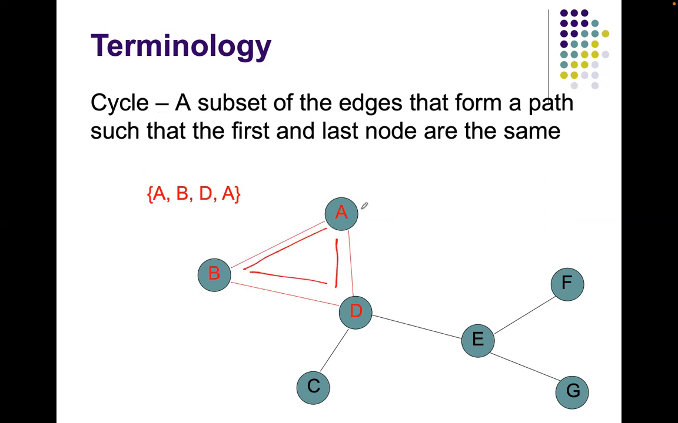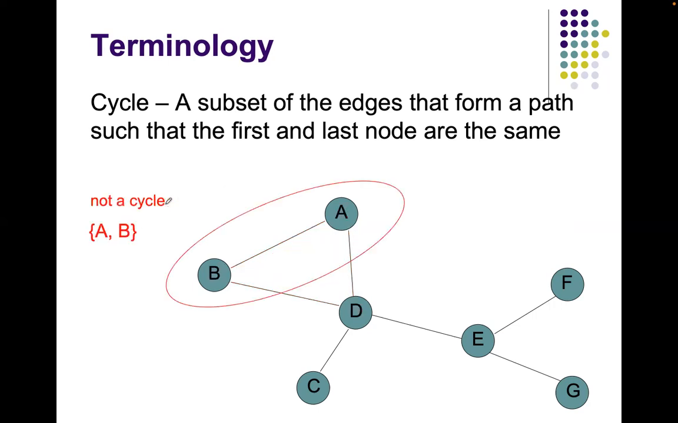In an undirected graph, a cycle means simply that the source node and the destination node are the same. Now A, B is not a cycle. Obviously you can see that source and destination are not the same.